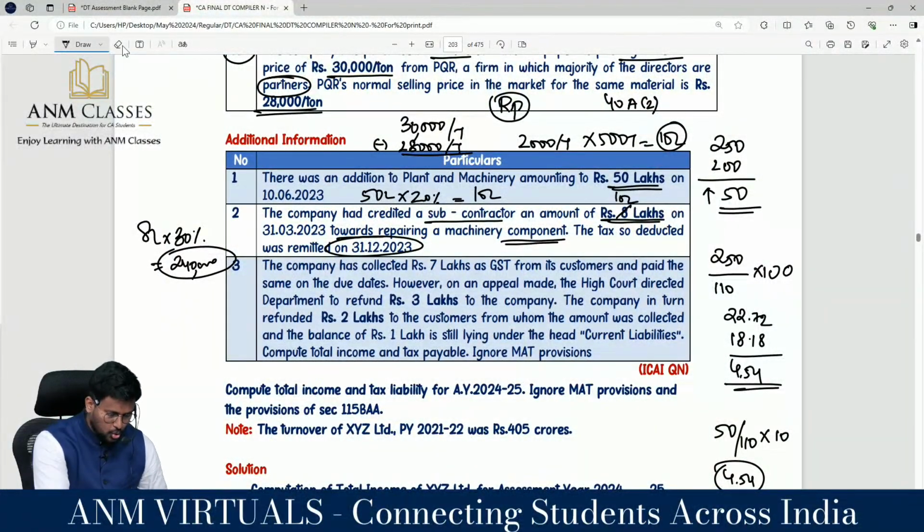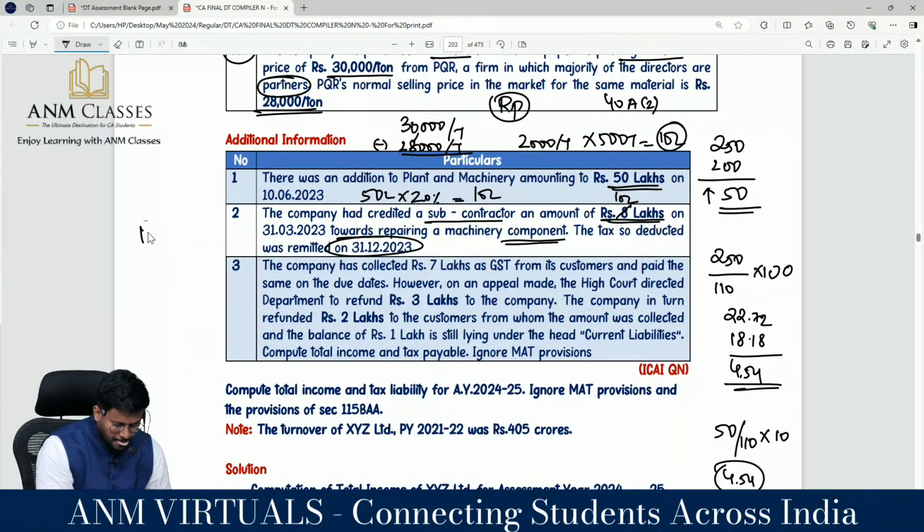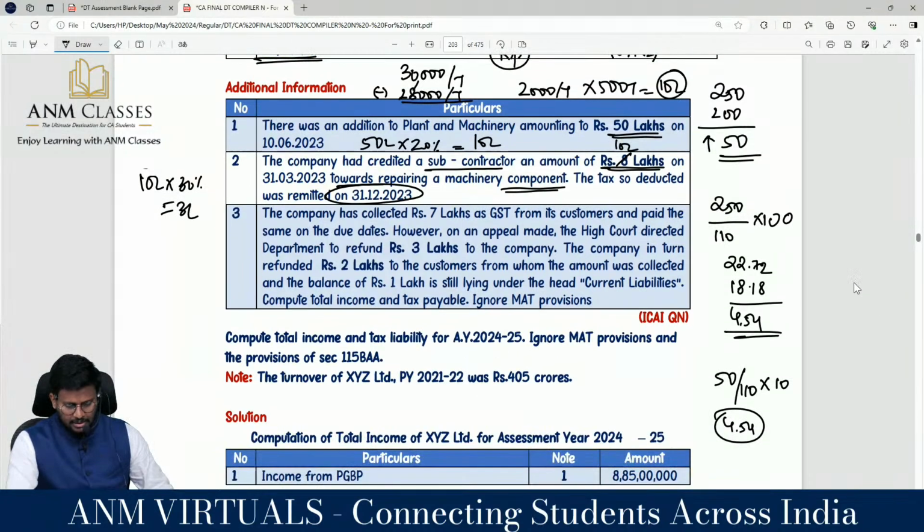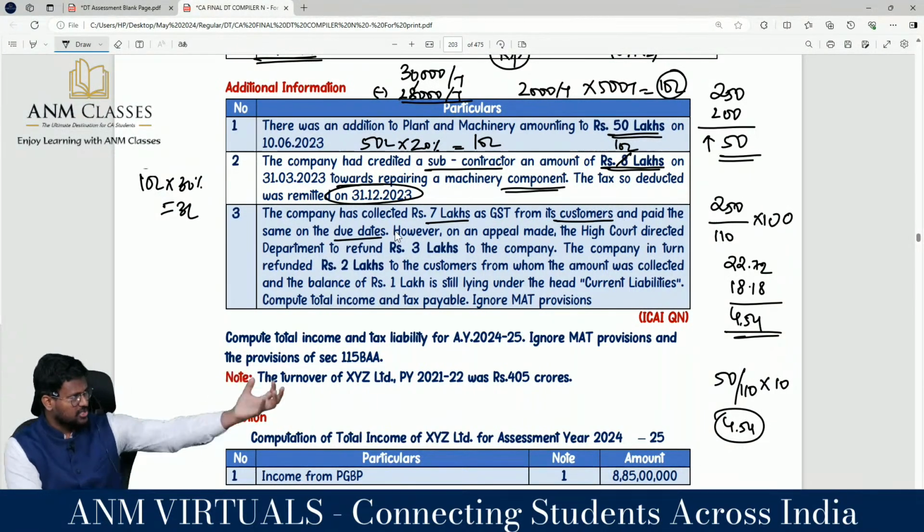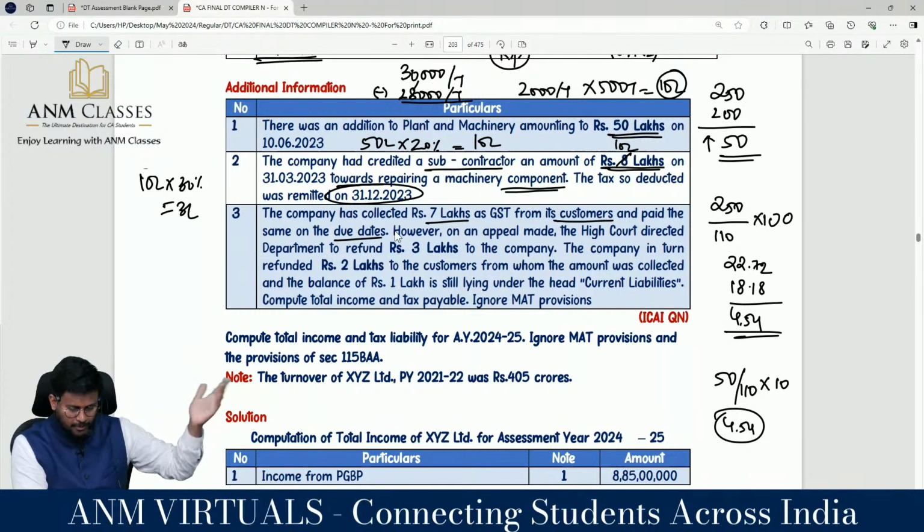So 3 lakh should be allowed as deduction in the current year. Are you really with me? So 10 lakh into 30% comes to 3 lakh. Company has collected 7 lakh as GST from its customer and paid the same on due date. 7 lakh rupees GST in solli, customer kitta vaangi government pay pannanga.